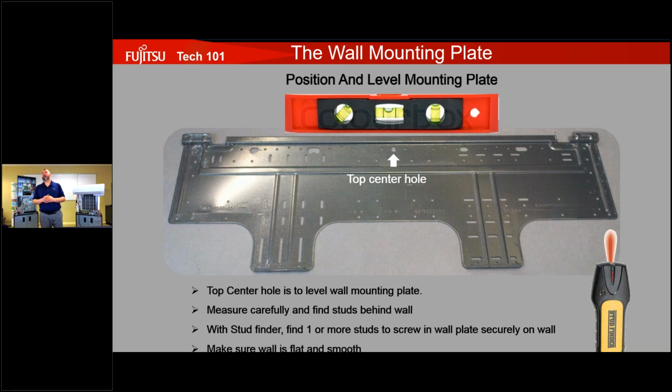All right. Another thing, we want to make sure that the wall is flat and smooth. If the wall is wavy, we're going to see gaps. If they use popcorn painting or some sort of textured painting, that could affect how the unit hangs as well. Make sure the homeowner is aware of that.